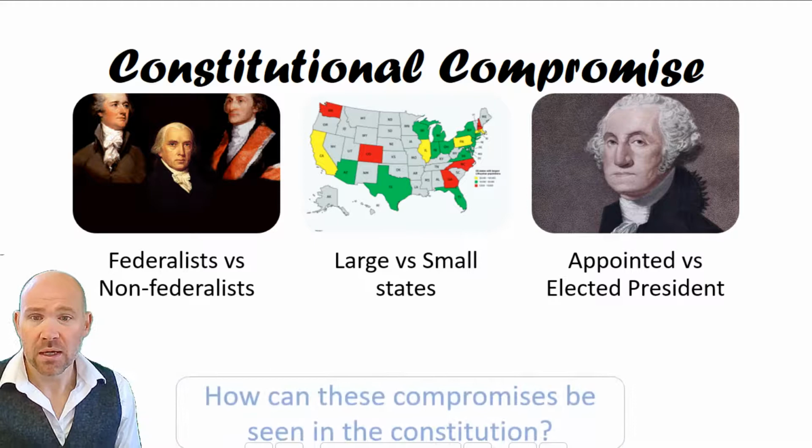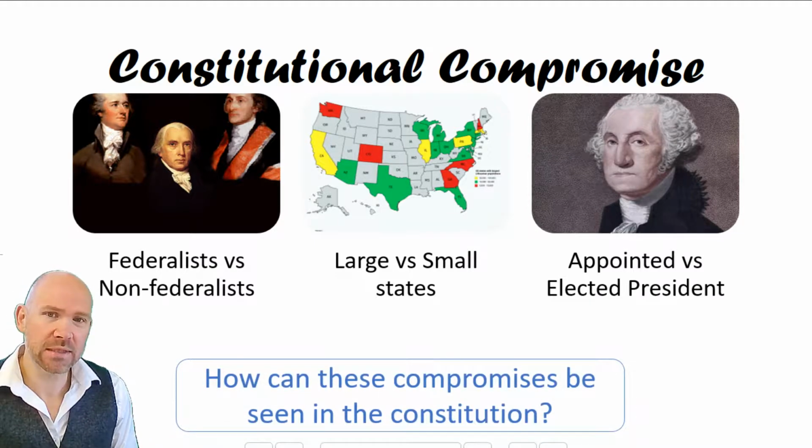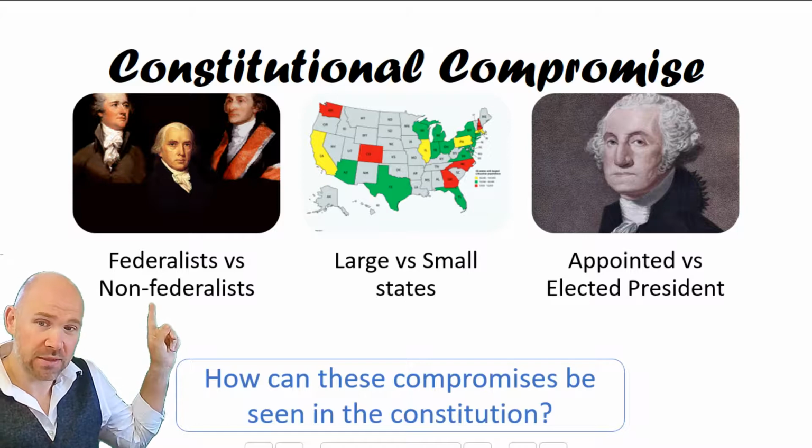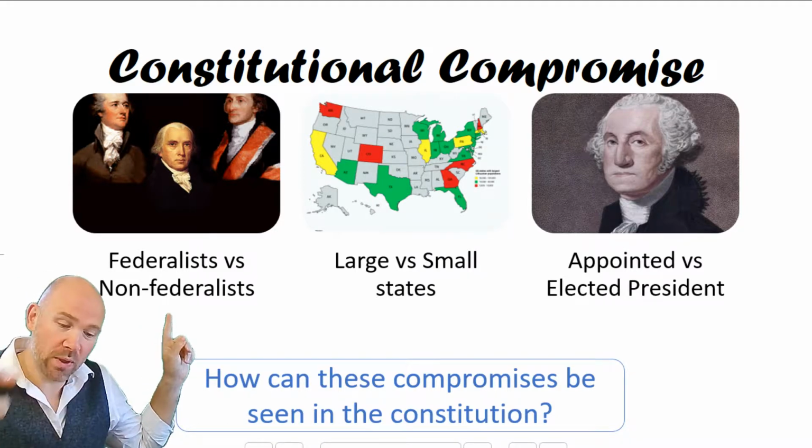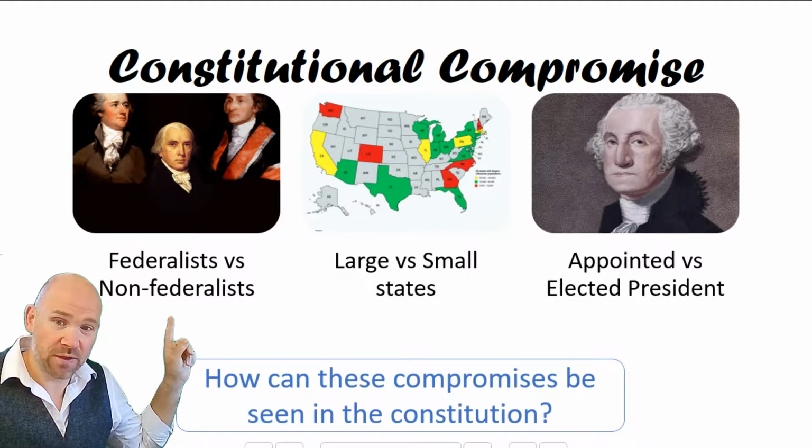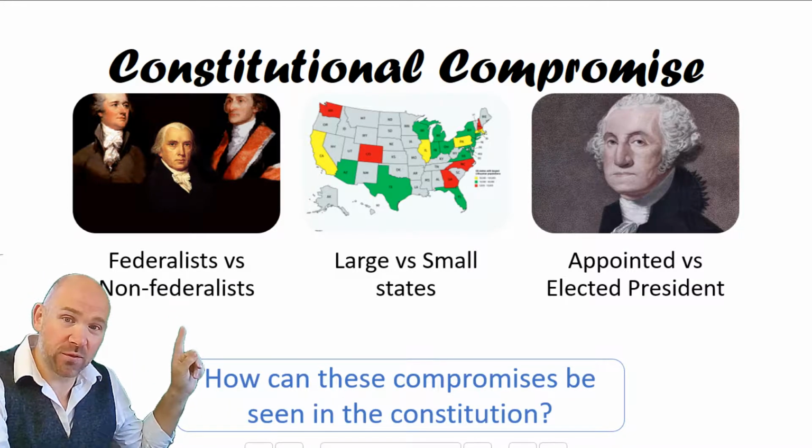Now think, how are these compromises seen in the Constitution? What have you read so far? What have you come across? Well, Federalist versus non-Federalist is seen in the first few clauses. It talks about which powers are specifically for the federal government and which powers are specifically for the states.